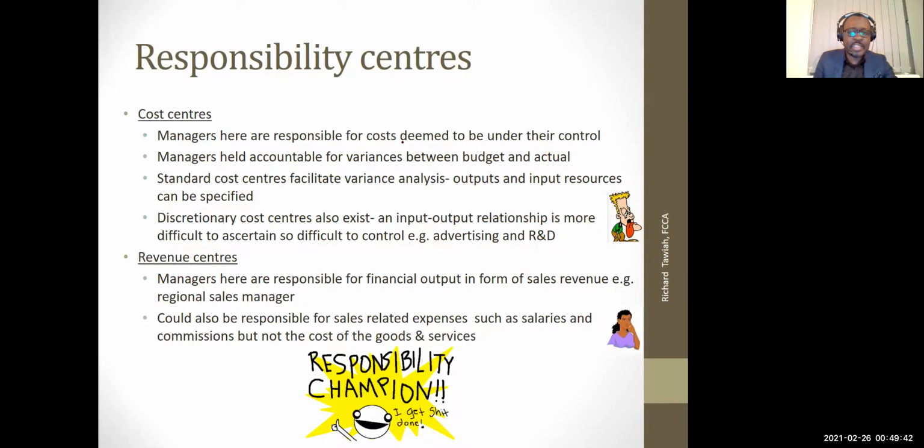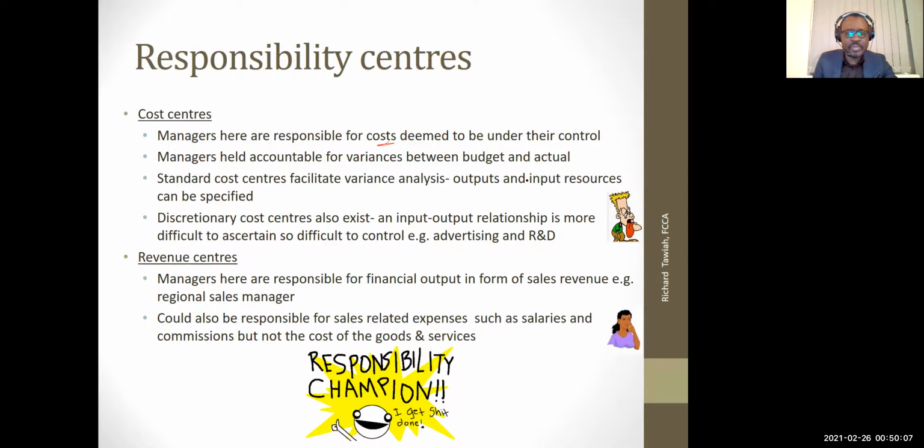So like I said, managers are held responsible for the costs under their control. There are some costs which are outside, so there could be pardon for that. Managers are held accountable for variances between the budget and actual. Standard cost centers will facilitate variance analysis, compare input to output resources, and then try to explain. There could be discretionary cost centers which could exist.